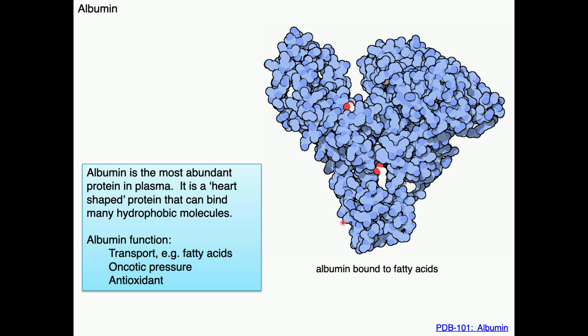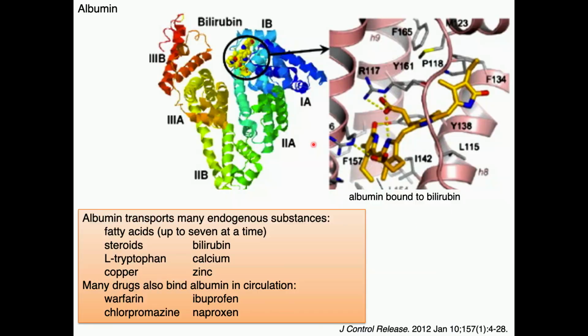So in addition to fatty acids, there are many other endogenous substances, like bilirubin, that are transported in association with albumin, as well as many different drugs. A lot of drugs are too hydrophobic to be easily soluble in the blood, but they can be transported because of that ability of albumin to bind to hydrophobic substances. Okay.